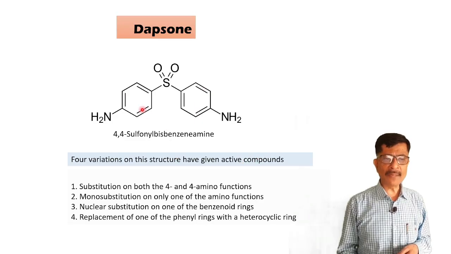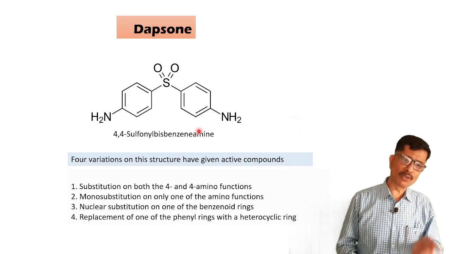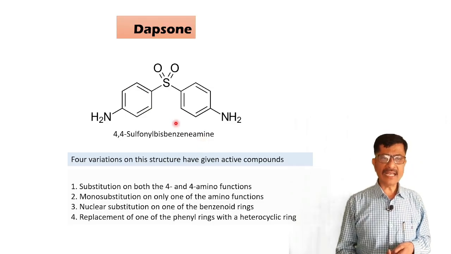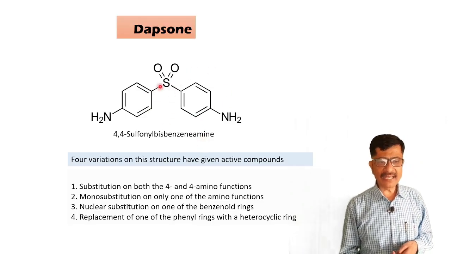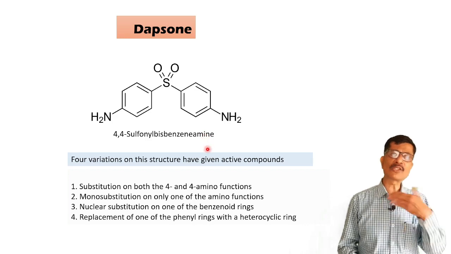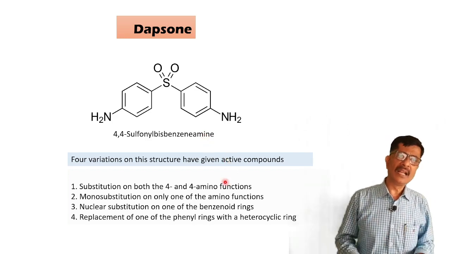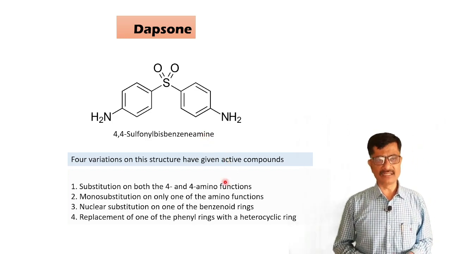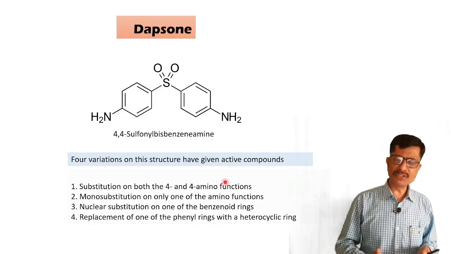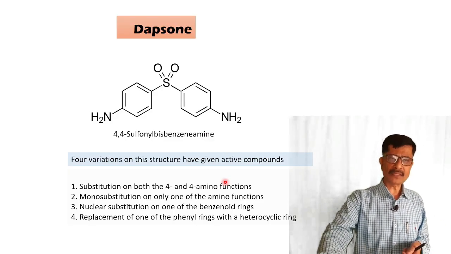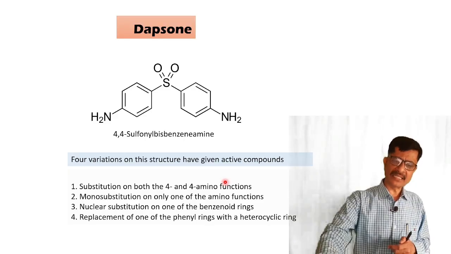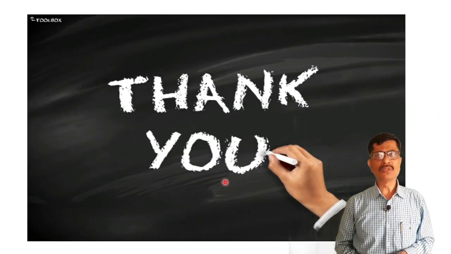Even if the benzenoid portion is substituted with some groups, it shows the effect. And even if one ring is replaced with some heterocyclic ring, still it is active as an antibacterial. So this is how dapsone shows antibacterial effect with a similar kind of mechanism as that of sulfonamides. Thank you. We'll stop here.